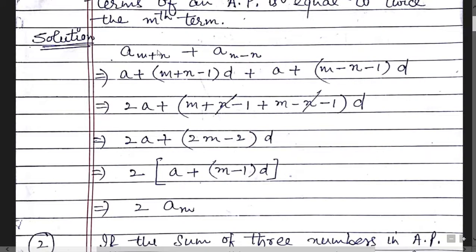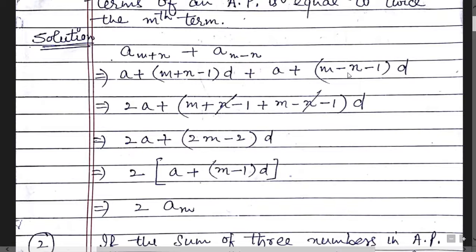Let us start from left hand side, a m plus n. It can be written as a plus m plus n minus 1 into d. It's the basic formula of an, that is a plus n minus 1 into d, and similarly is the second formula a plus m minus n minus 1 into d. Then simply add a and a, it's 2a.